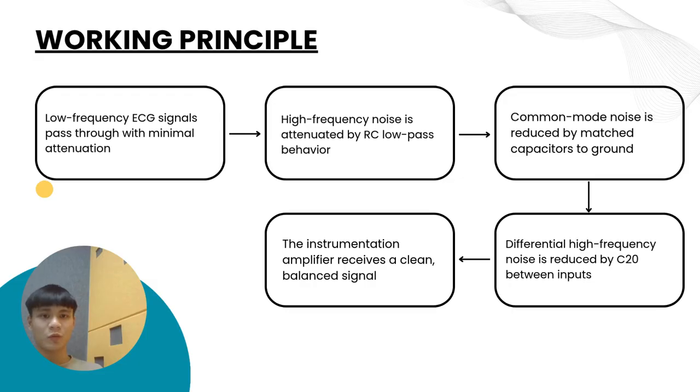To summarize the working principle, the low frequency ECG signal will pass through this entire network with minimal attenuation, while the high frequency noise is severely attenuated by the RC low pass behavior. Concurrently, the common mode noise is reduced by the matched capacitors routed to the ground, and the differential high frequency noise is squashed by the differential capacitor positioned between the inputs. As a result, the instrumentation amplifier is guaranteed to receive a clean and balanced signal.